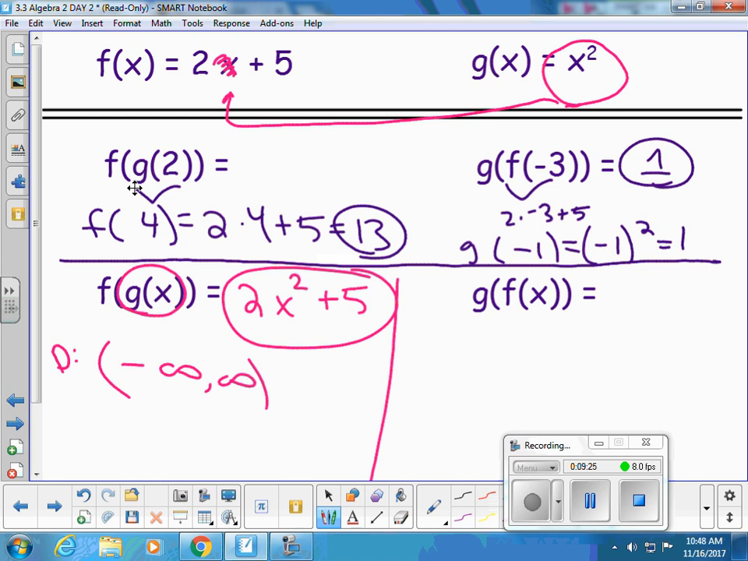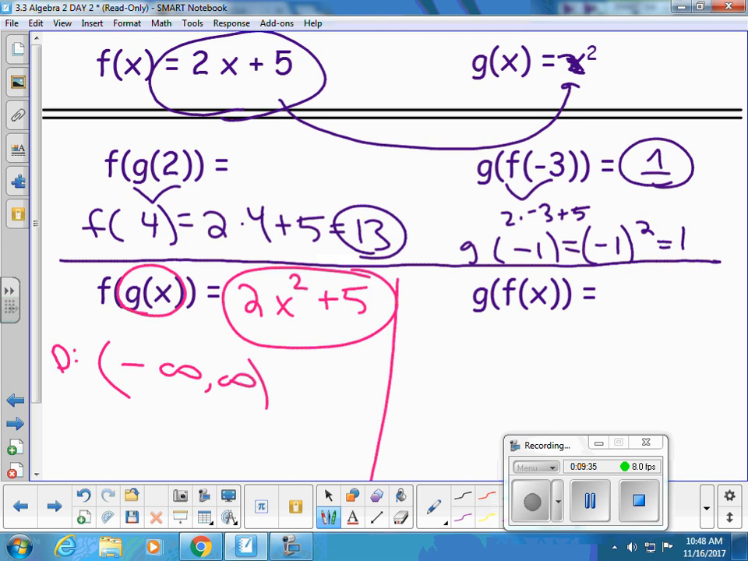All right, we have to do it in reverse. Now we have to circle function f and put it inside function g. This one's a little bit harder. So we're going to circle function f, travel to function g, put it right there. So it'll be 2x plus 5 squared. Do you remember how to simplify that down?